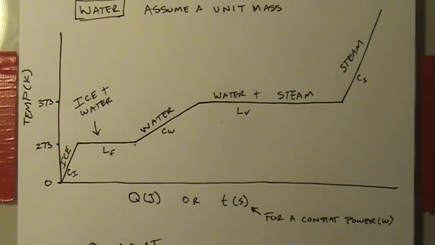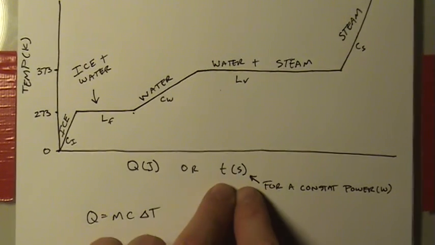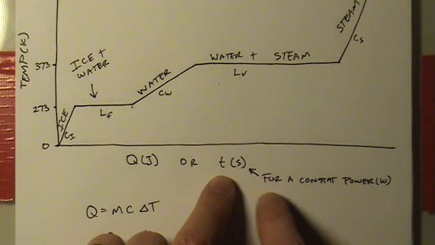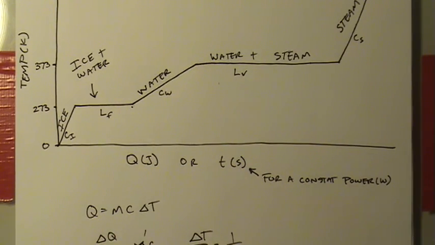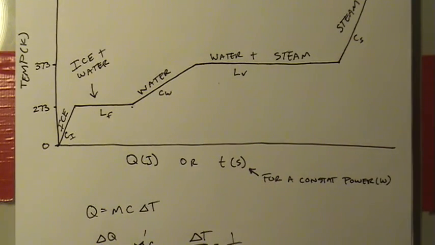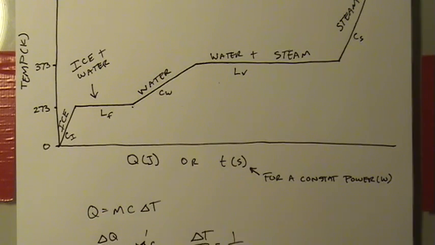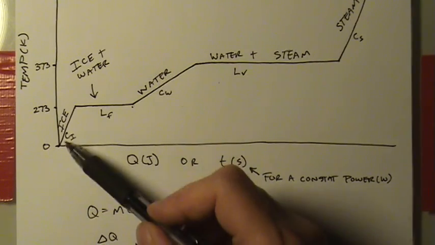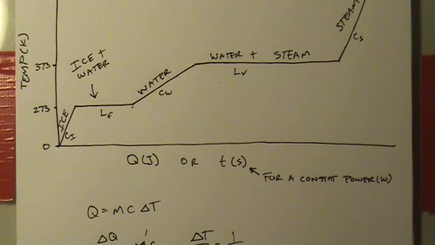And again, I could have done this graph as time or energy. Now, if I do it as time, it would be with the assumption that I am putting energy into this thing at a constant rate. As long as I put energy in at a constant rate, this graph is going to look exactly the same as if I were just pumping in energy, if I was just measuring energy. The slope of the line will have a slightly different meaning, but the effect of it is basically the same.